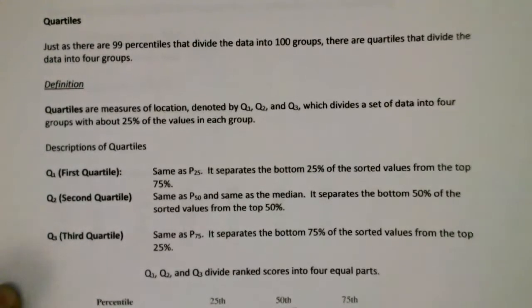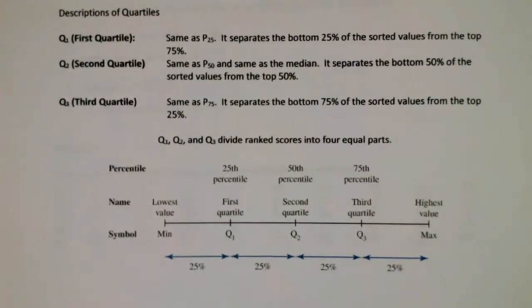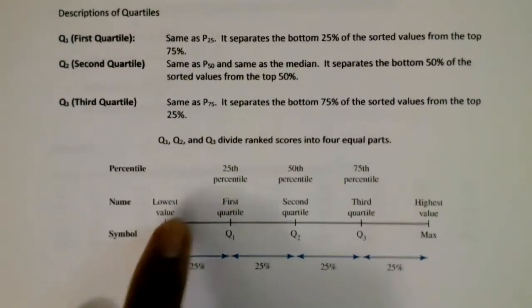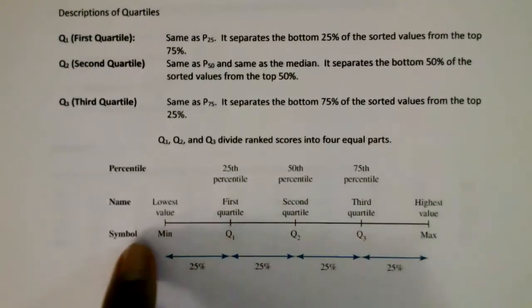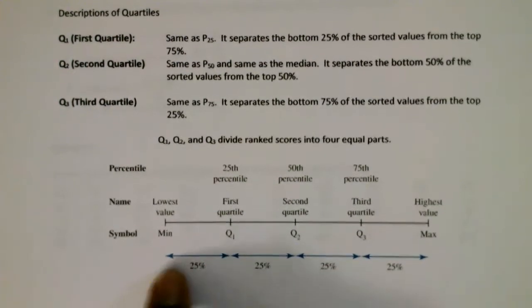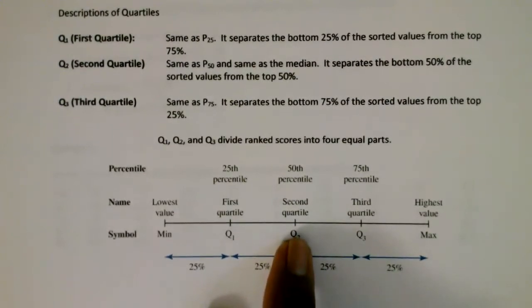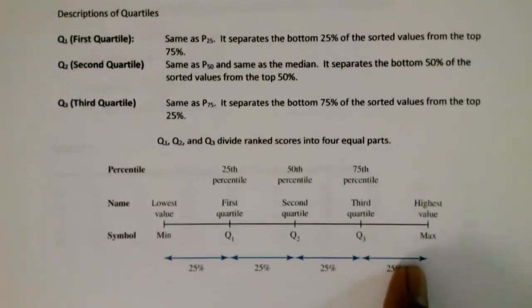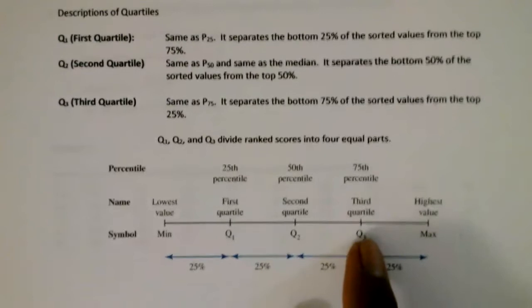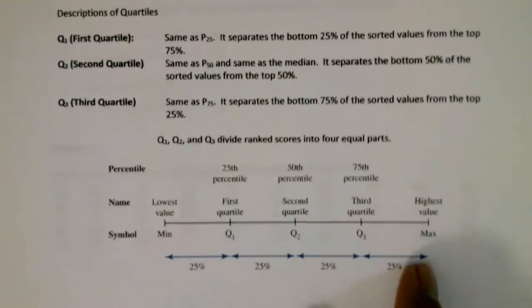So here's an illustration of that. If we have our lowest value and our highest value, that's the minimum and the maximum, you can see the first quartile separates the bottom 25% from the top 75%. The second quartile, or the median, or the 50th percentile, separates the bottom half from the top half. And then the third quartile, or the 75th percentile, separates the bottom 75% from the top 25%.